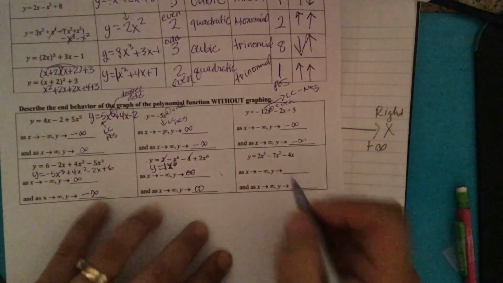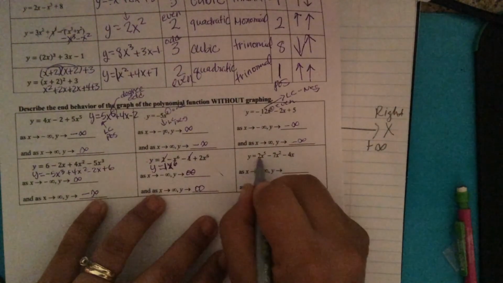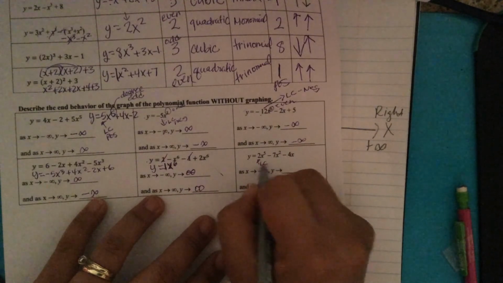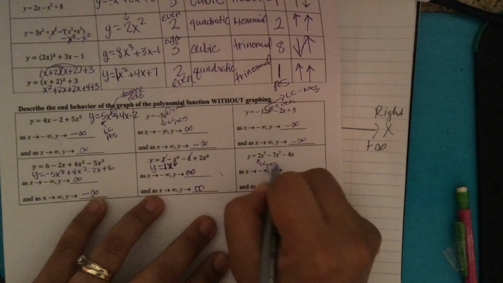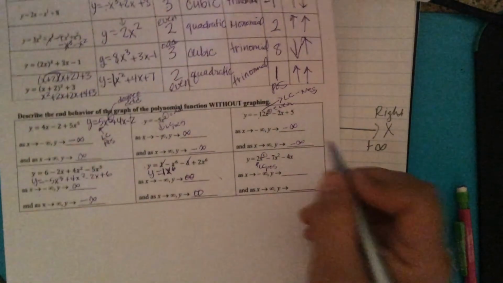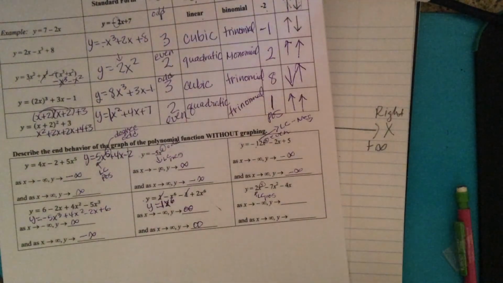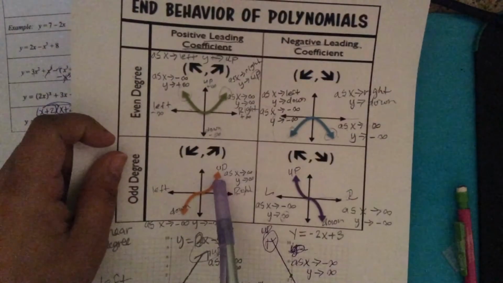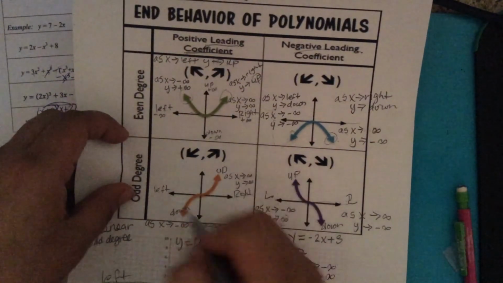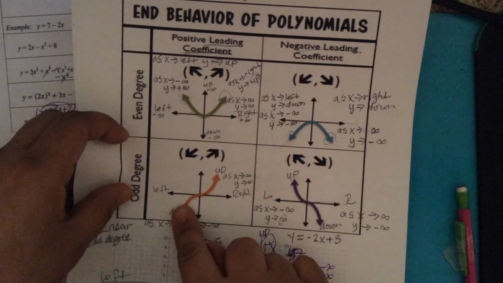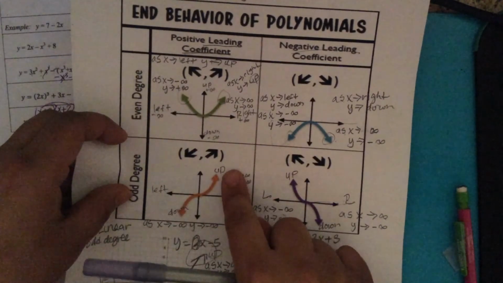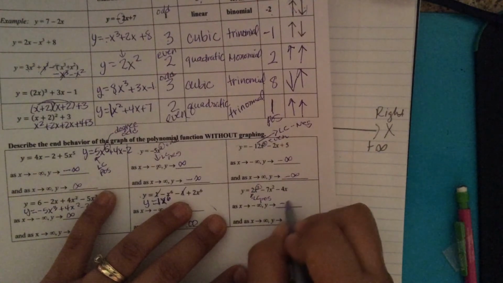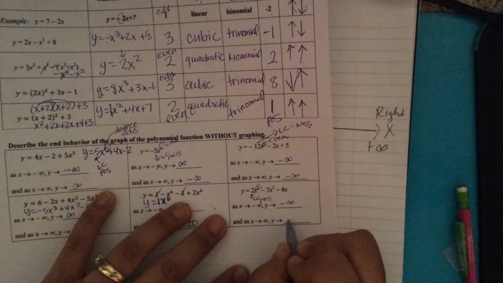And then this right here is already in standard form. So 2 is your leading coefficient, it's positive, and the degree is odd. So leading coefficient is positive, and degree is odd. So it's this right here. It goes down on the left and up on the right. So as x goes to the left, y is going down. As x goes to the right, y is going up.